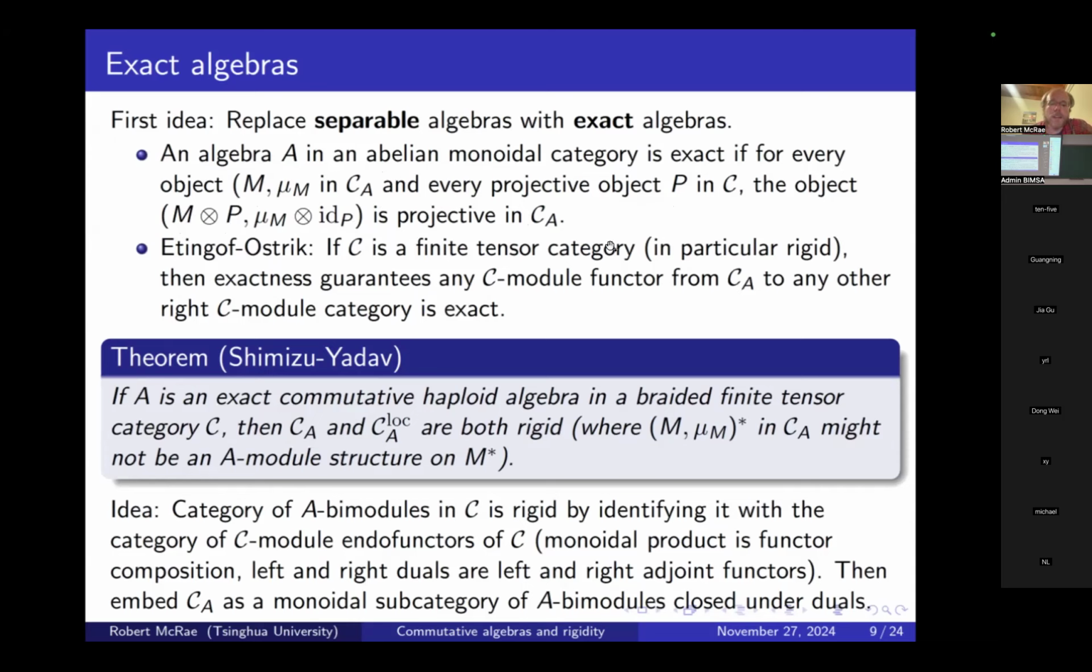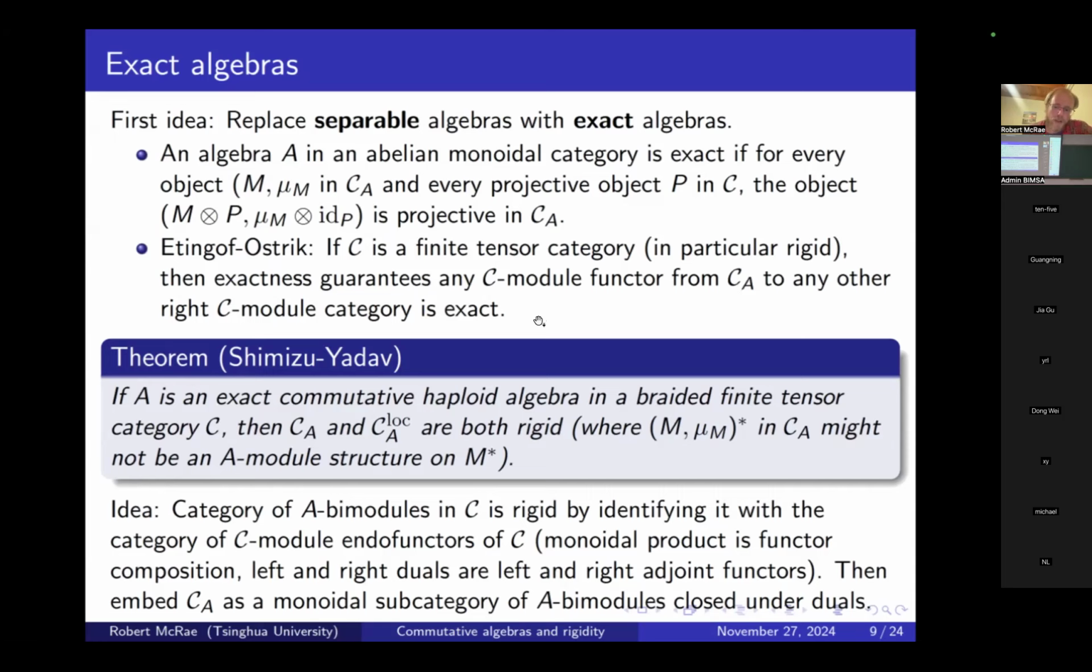So if this object in C_A is always projective whenever P is projective in C, then I say that an algebra A is exact. And maybe the reason why you want to call this an exact algebra is this result of Etingof and Ostrik, which says that if C is a finite tensor category, so in particular we're assuming rigidity here, then if A is exact, then any C module functor from C_A to any other right C module category is exact. I haven't really defined what a C module category or a C module functor is, but at least this gives some idea that an exact algebra tells you something about exactness of some natural kinds of functors.